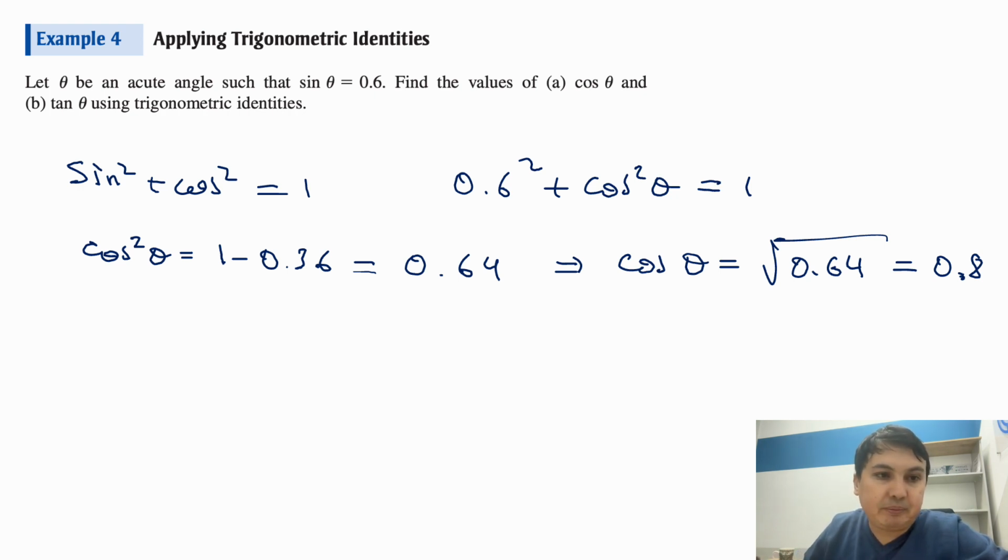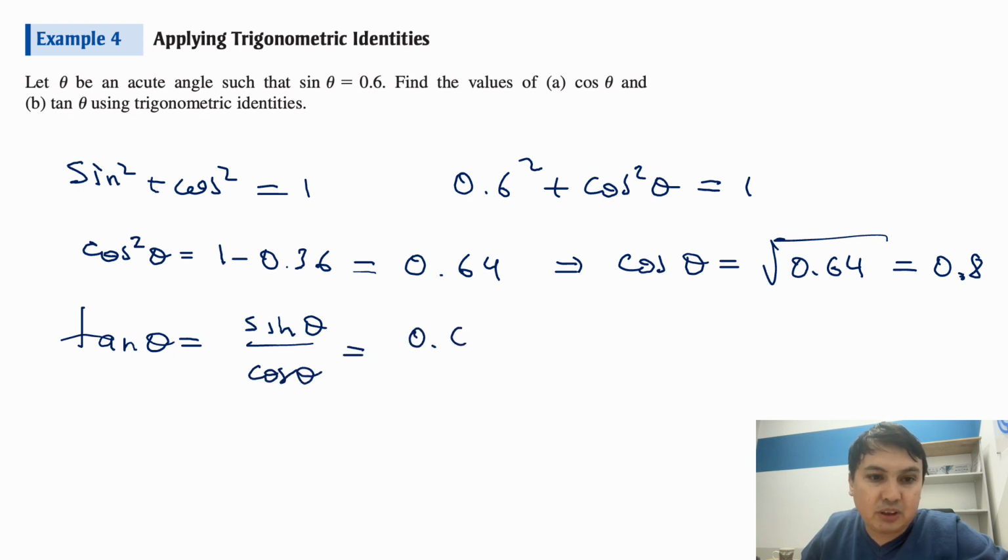Okay. How about tangent? Well, tangent theta is nothing but sine theta divided by cosine theta. So sine theta is 0.6, cosine is 0.8, so this is 6 over 8, so 3 divided by 4, right? Okay.